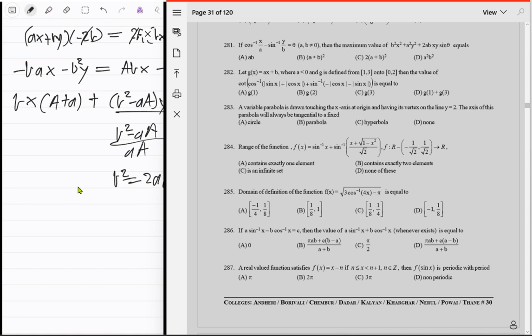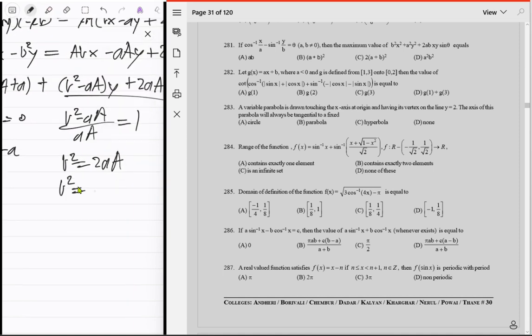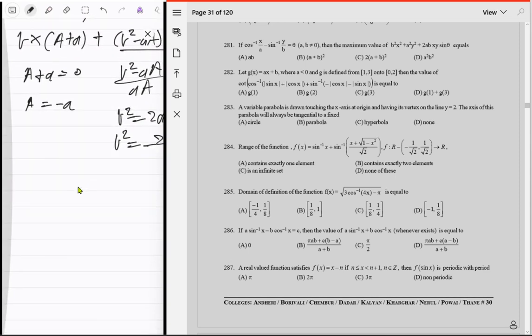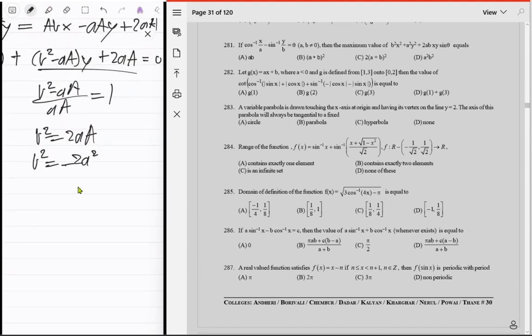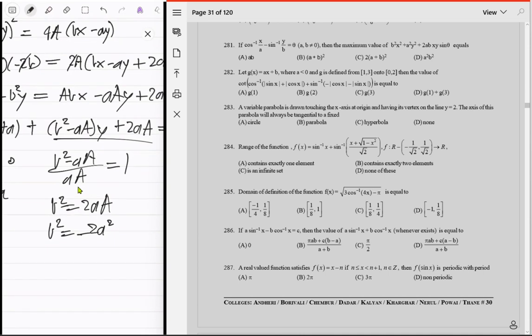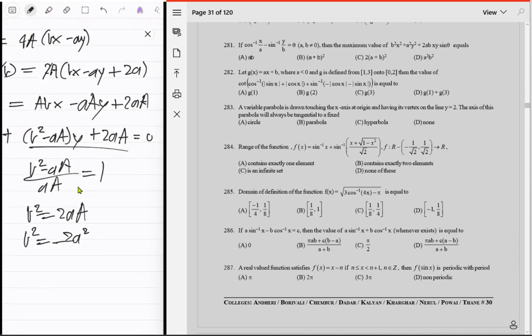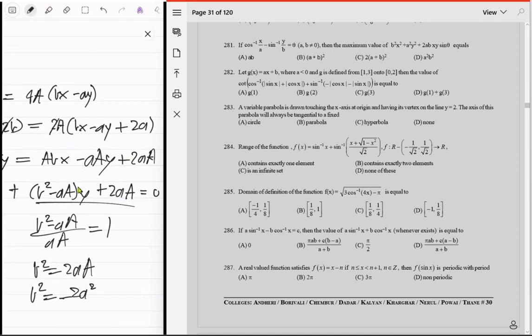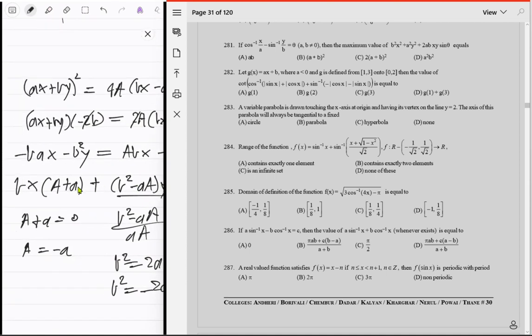And what else do you have? You also have this thing, a plus a equal to 0, which means a is just equal to negative a. Put this in. What you get is b squared is equal to negative 2a squared. Huh? But no. How did this happen? Am I going crazy? No, this is not right. This should not be the thing. This can't be. This does not actually make sense. How? No.